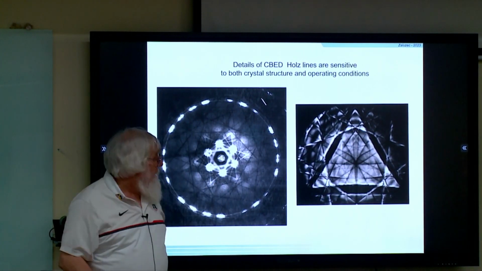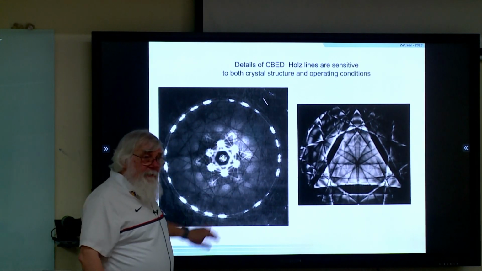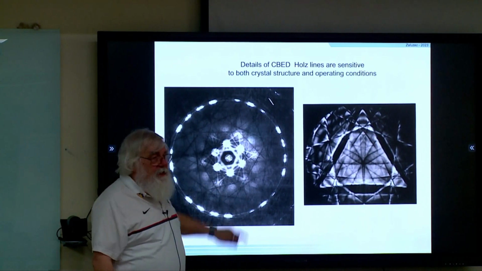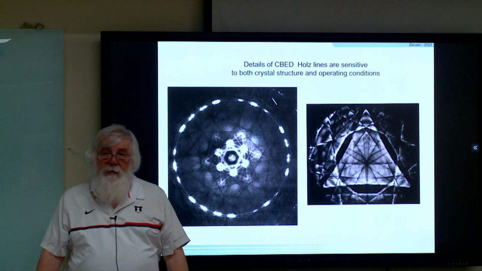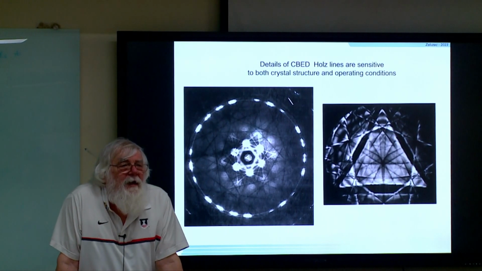I'll give you a preview of this. We look at this diffraction pattern, and what do we see? What kind of symmetry do we see? I can't hear, somebody louder. 6, 3, who's picking 6, who's picking 3? Who's saying neither of those?